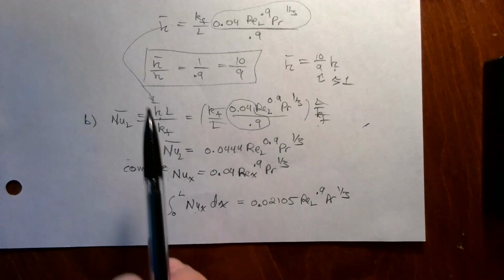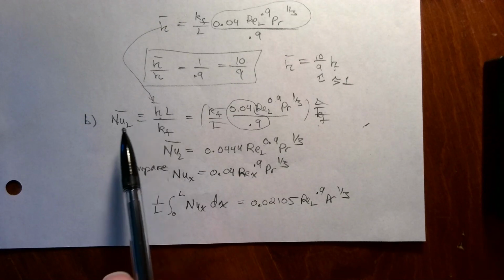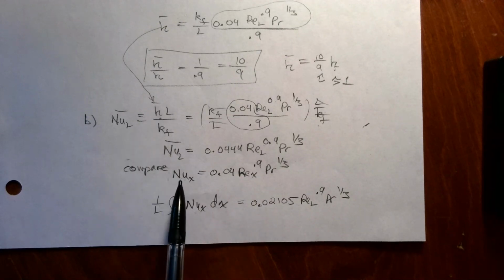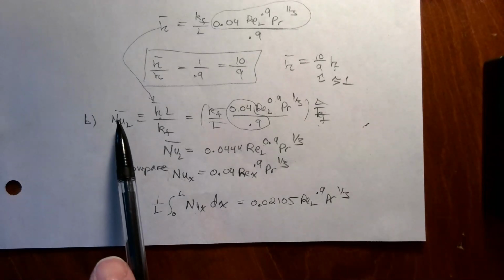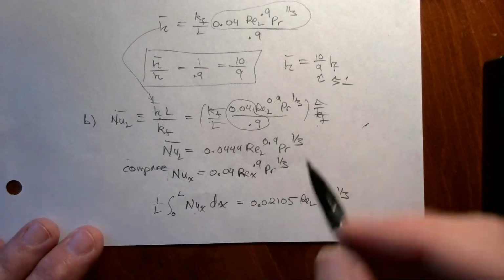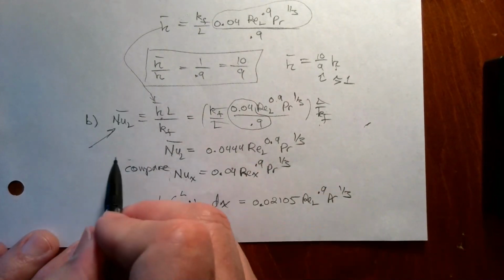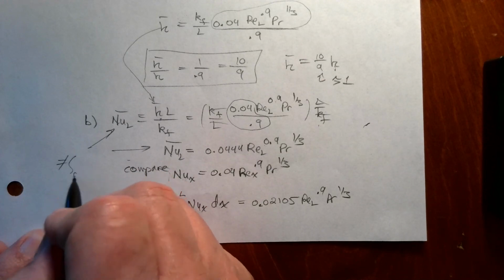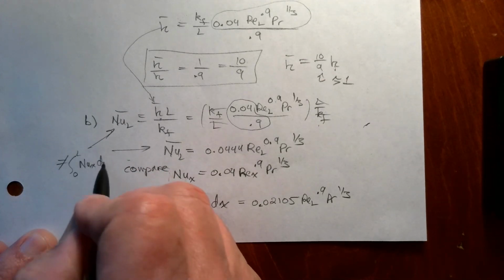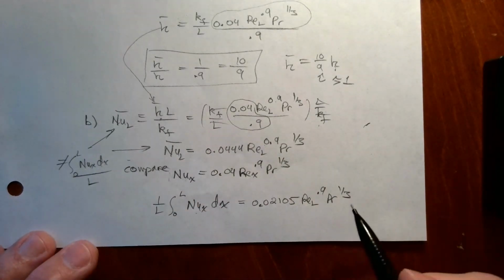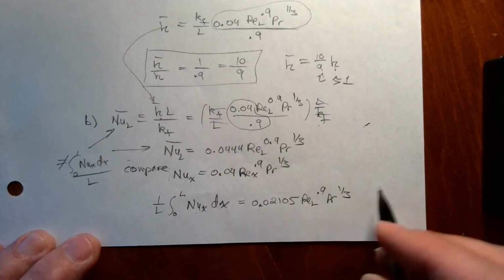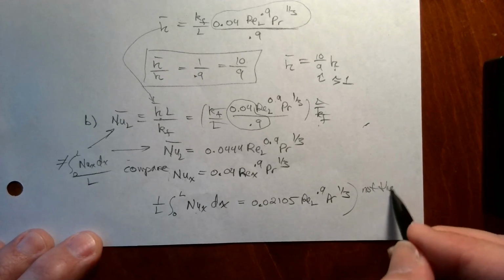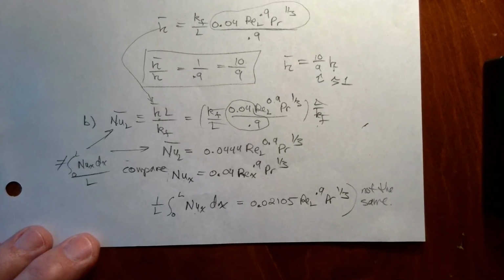What we had to do is calculate H bar and then use that in this correlation. You cannot take the local Nusselt number expression and integrate that to get the average Nusselt number. This doesn't work. I'm going to point out again that this is not equal to the integral from 0 to L of Nusselt number X dx over L. You can't do it that way. This is different. Not the same.